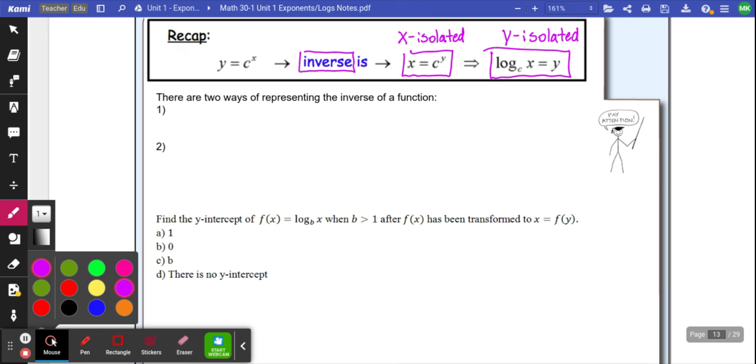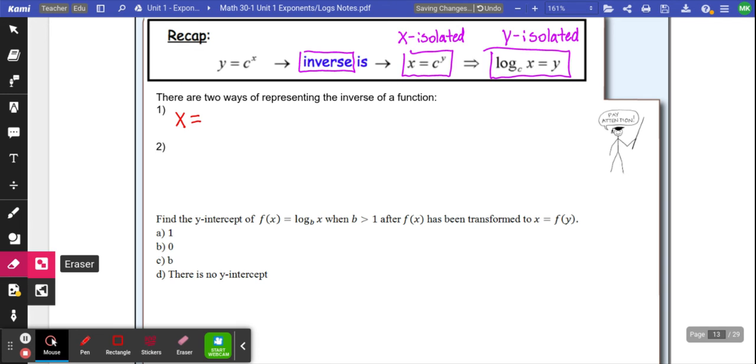Awesome. Ways to write exponential for inverse functions. Actually, I want to write it the other way first. You're used to seeing this. I want to write what you're used to seeing.